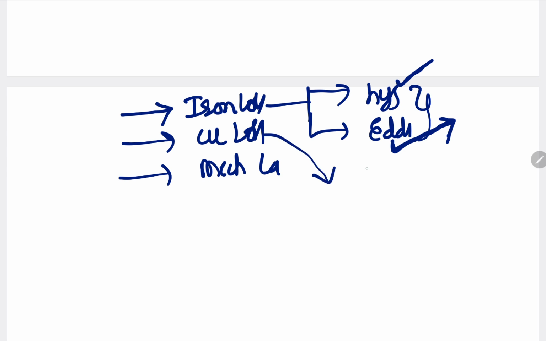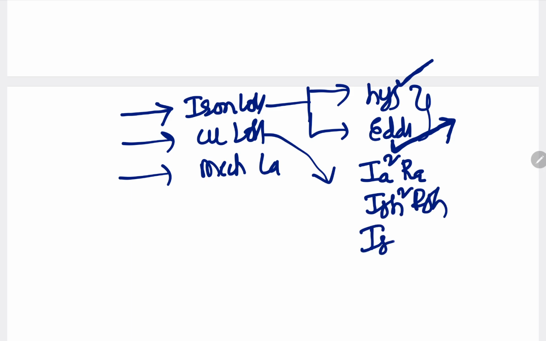Copper loss means, if current flows through any winding, because of the winding resistance some power loss will occur; that is known as copper loss. So the armature winding copper loss is Ia square Ra, the shunt field winding copper loss is ISH square into RSH, and the series field winding copper loss is ISE square into RSE. These are the copper losses.